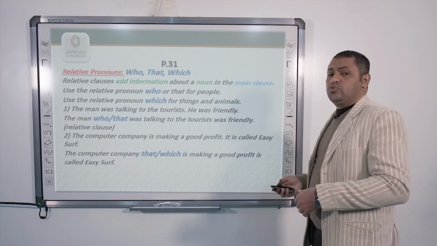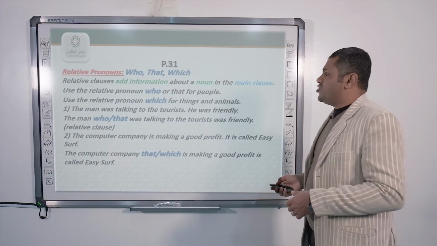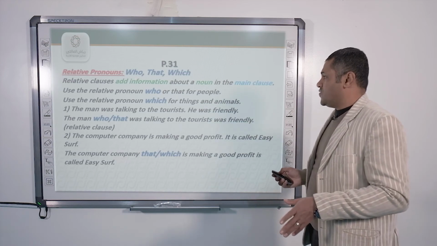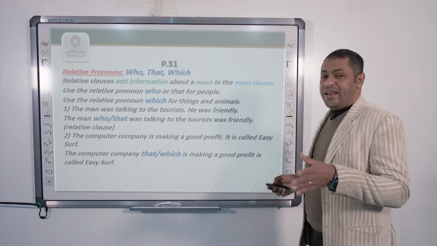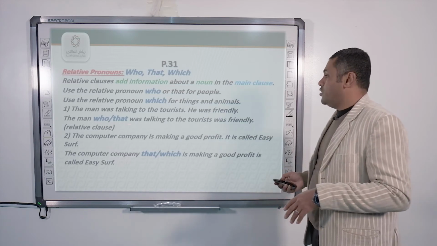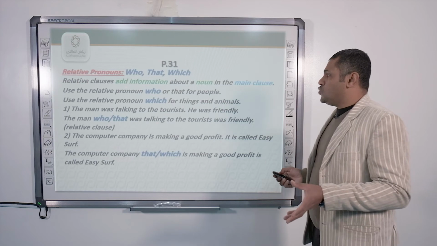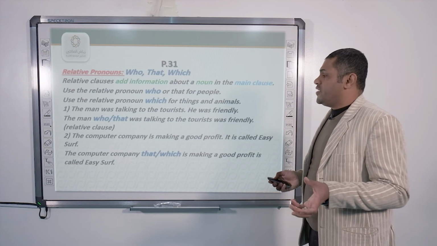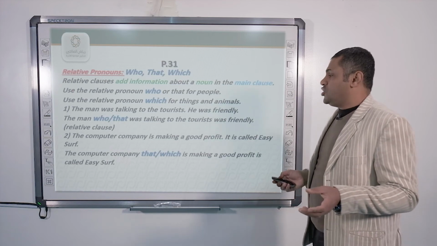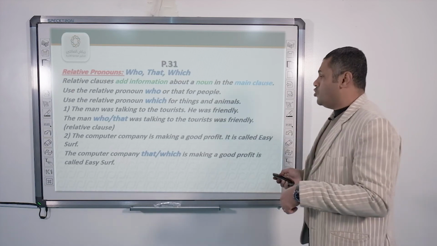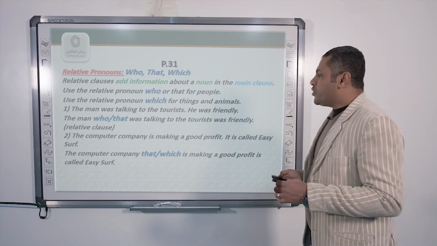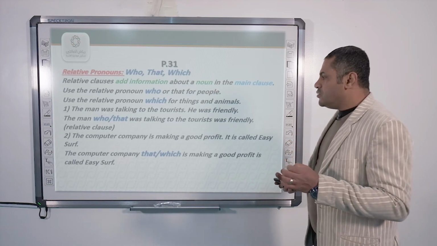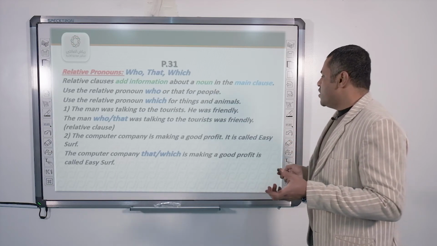Now let's transfer into page 31, which is related to another grammatical hint, which is relative pronouns. ضمائر الوصل. Who, that, which بمعنى الذي أو التي للعاقل ولغير العاقل. We use relative clause to add information about a noun in the main clause. في عبارة فيها جملة رئيسية أو كلام رئيسي عن شخص معين أو عن شيء معين، ثم أريد إضافة معلومة أخرى فبقول الذي أو التي. Look at the first example to learn from it. The man was talking to the tourists. He was friendly.